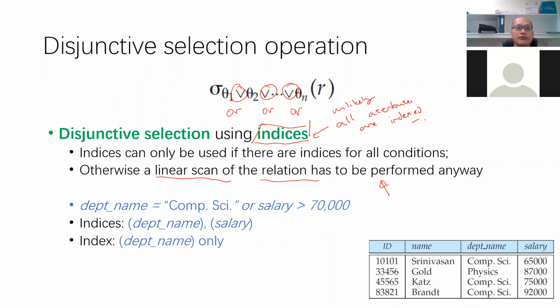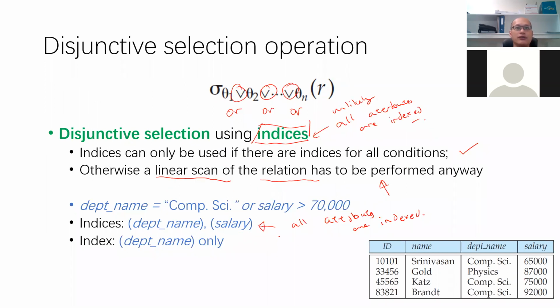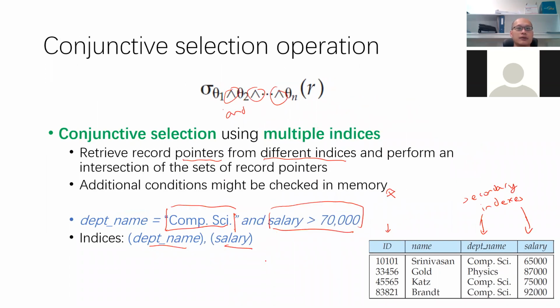Yeah. So in this simple case, we are able to use indices because all the attributes are indexed. So this will be similar to this case. Okay, can you see the similarity? So the cost of this will be similar to this.